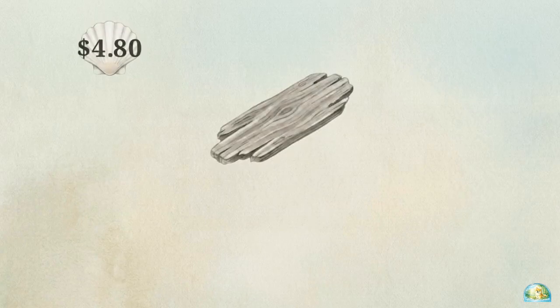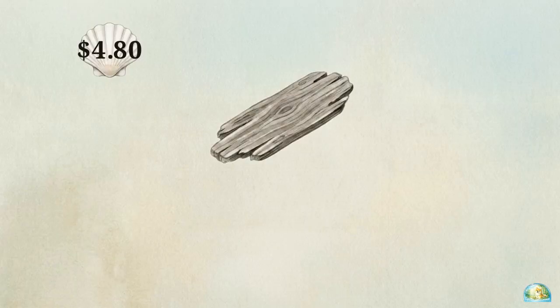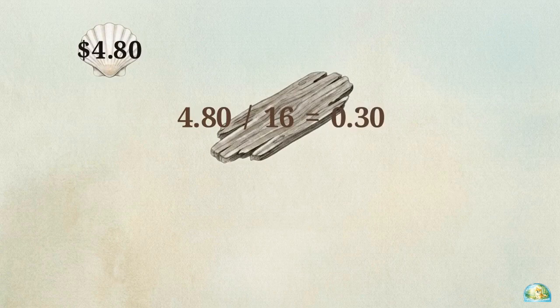We have a 16-ounce jar of peanut butter costing $4.80. To find the unit price, dollars per ounce means the dollar amount is divided by ounces. We divide 4.80 by 16, yielding 0.30. Each ounce costs 30 cents.